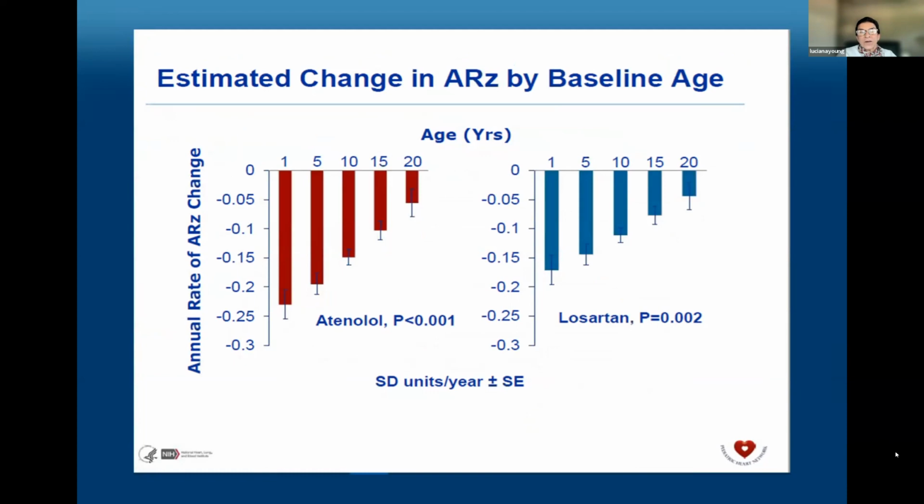One finding that was of value from the study was that the estimated change in aortic Z-score seemed to be most beneficial or have the most effect when it was used in younger children. So as you can see here, for both atenolol and for losartan, at younger ages, it tended to have a higher decrease in Z-score rate of change.